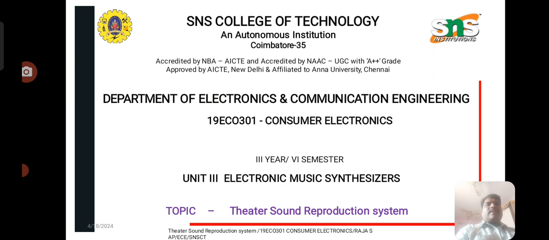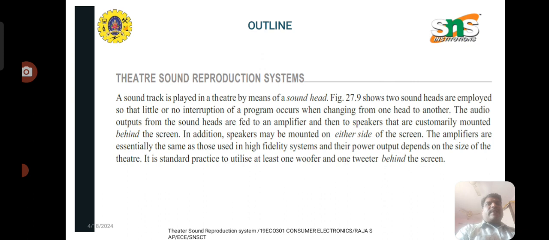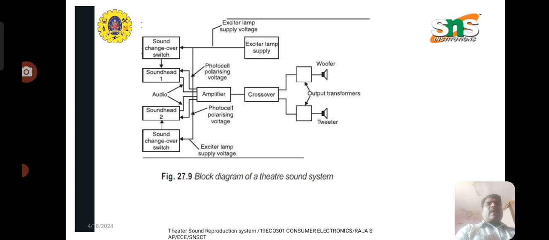Electronic Music Synthesizers, for the topic Theatre Sound Reproduction System. This is the continuation video of my previous video under the same topic. The theatre sound reproduction system is the system in which a normal digital sound is reproduced in a theatre by means of woofers or tweeters. In general, woofers are used for low frequency sound and tweeters are used for high frequency sound.